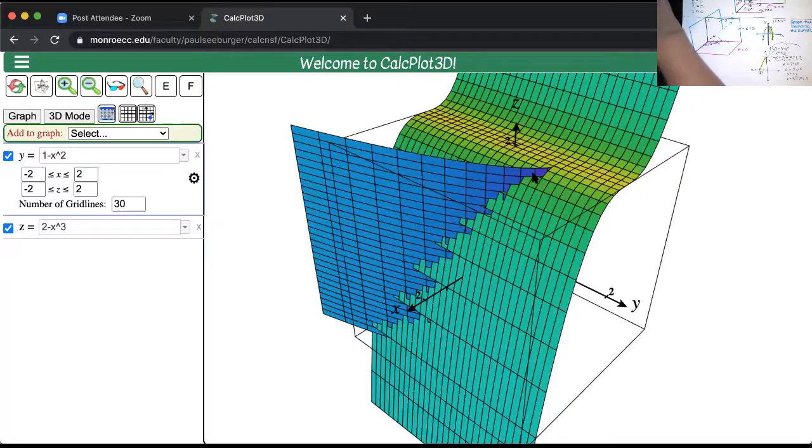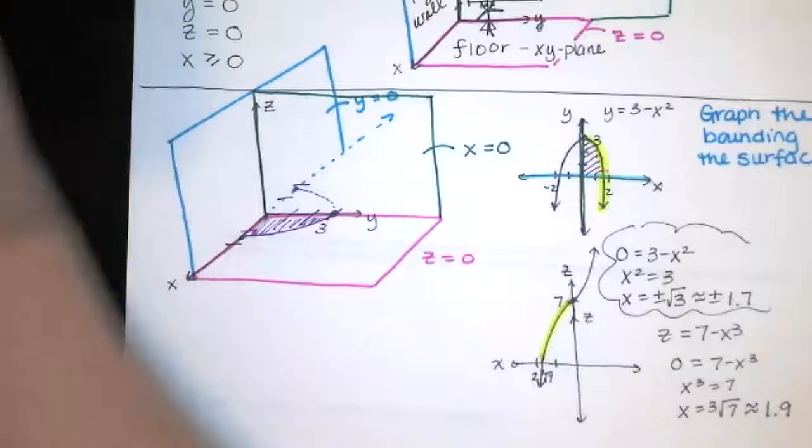It's not rendering very well, even though I love this graphing software. You should just check it out. Just Google Calc Plot 3D, and it'll help you visualize your functions. Okay, so that's the idea.